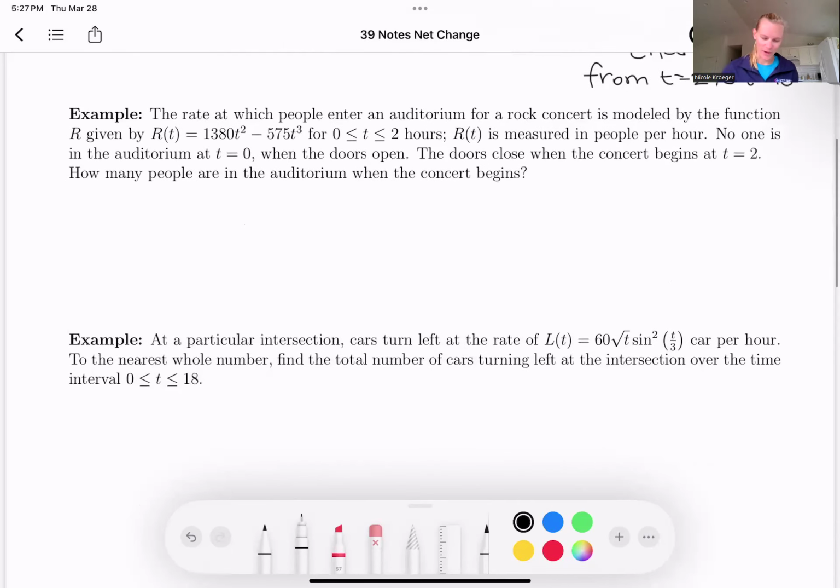So if we look at this one, this is the rate at which people enter an auditorium for a rock concert. We've got the function here. And so again, this is a rate. That's crucial to notice that this is a rate, and this is measured in people per hour. Initially, there's nobody in the auditorium, and then the doors close when the concert begins. So in order to figure out how many people entered the concert or how many people are in the auditorium, we would want to integrate that rate from 0 to 2.